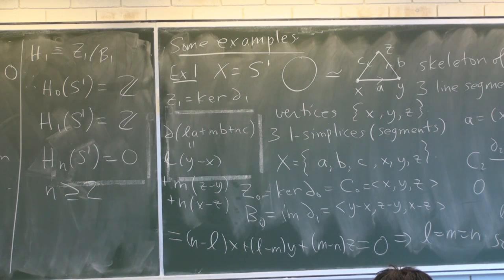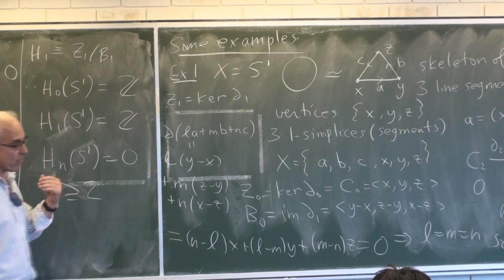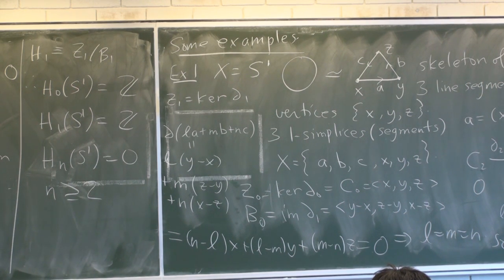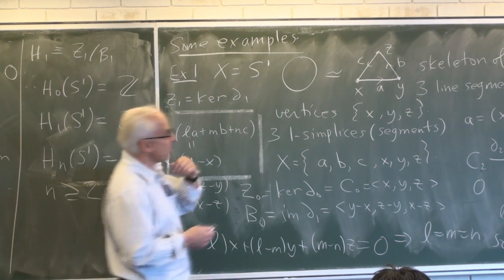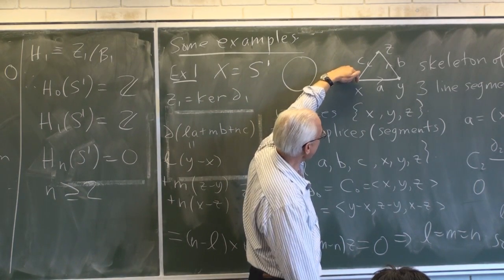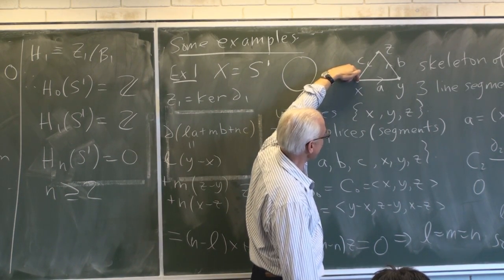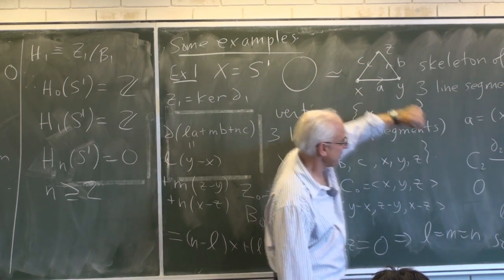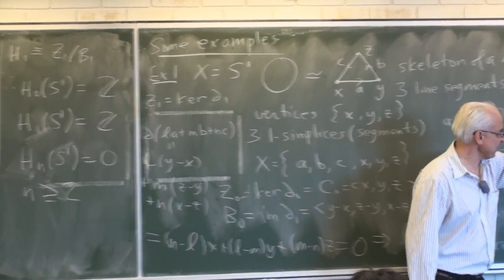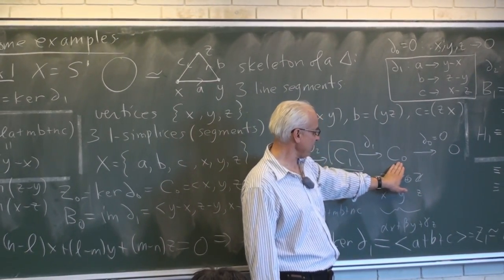What does H0 measure? That's a very natural question. H0 is measuring the connectivity of the space, the fact that this thing has one component. Because when we compute H0, we're just taking the boundaries of edges. Everything is sent to 0, so everything is a cycle.